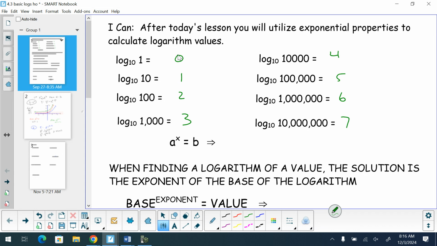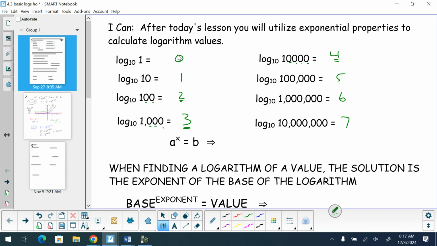Now the question is, what is the relationship between the numbers we came up with and the numbers we took the log of? Connor? The number of zeros. This is 3, I have 3 zeros. This is 2, I have 2 zeros. This is 4, I have 4 zeros.